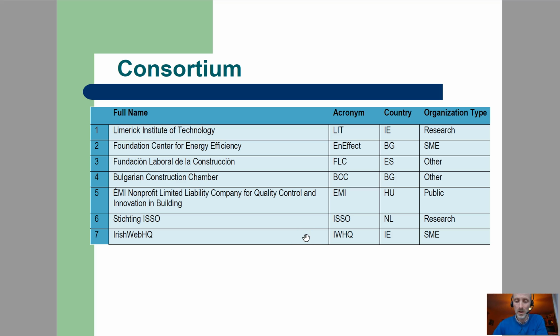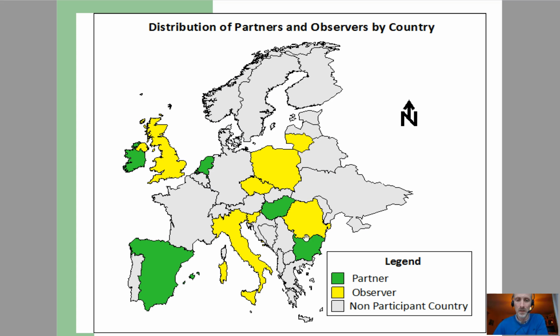So very well recognised organisations with good reputations in Europe. So we felt a strong consortium. And the connections with these people were built up over time, and we had good personal relationships. So that's how that consortium was formed. So that's the spread of them across Europe.